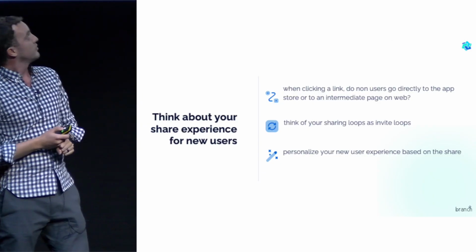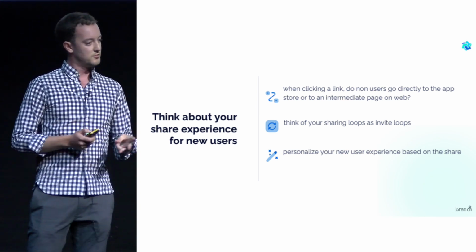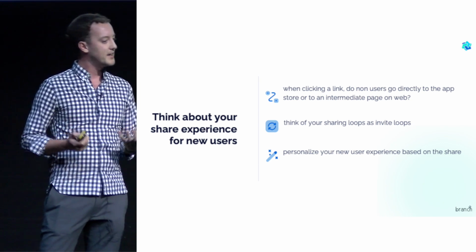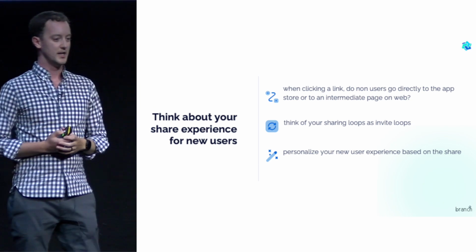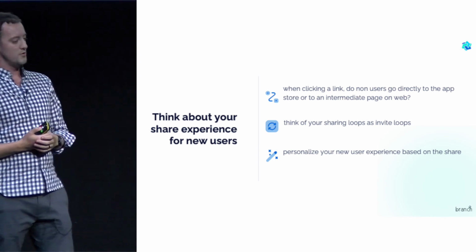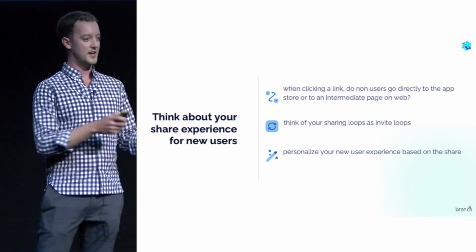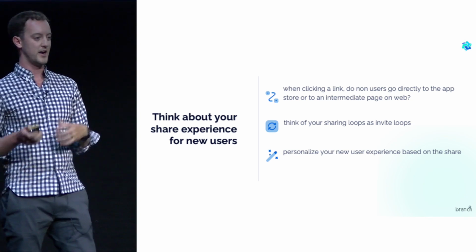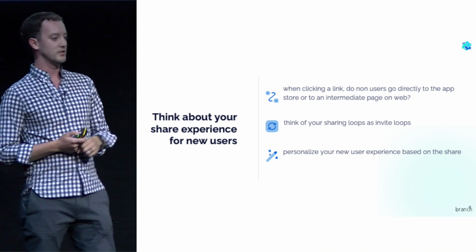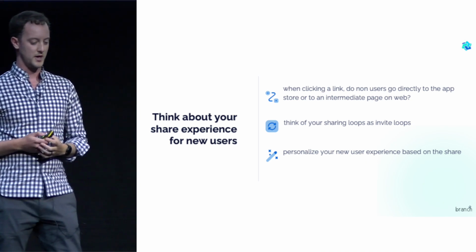All right, so you want to really think about three things when you're thinking about your new user experience. One, where do you take those users when they click on the link? And I'll go through some examples of what we've done at Strava and learned. Two, you want to think of your sharing loops as invite loops. I said that earlier, and I'll talk you through why that's important. And then lastly, personalizing your user experience.